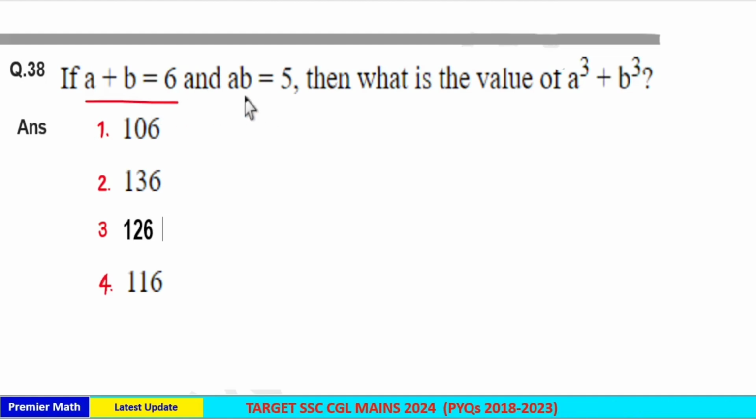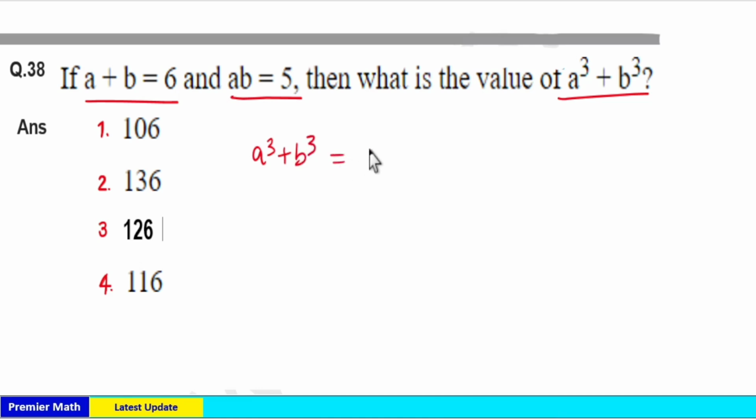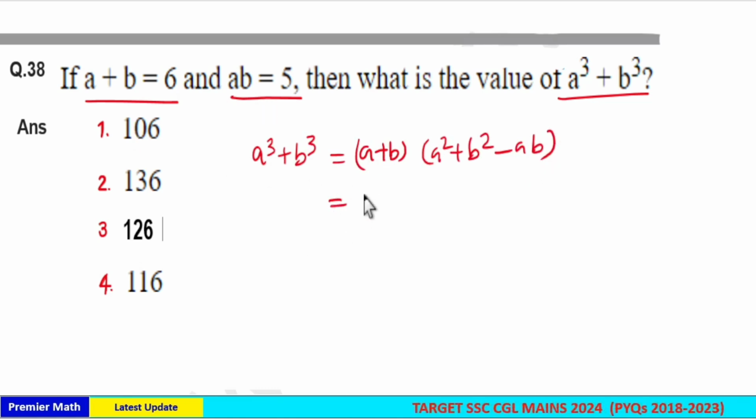If a plus b is 6 and ab is equal to 5, then what is the value of a cube plus b cube? Here the a cube plus b cube formula is equal to a plus b into a square plus b square minus ab. A plus b is equal to 6, so 6 into a square plus b square.